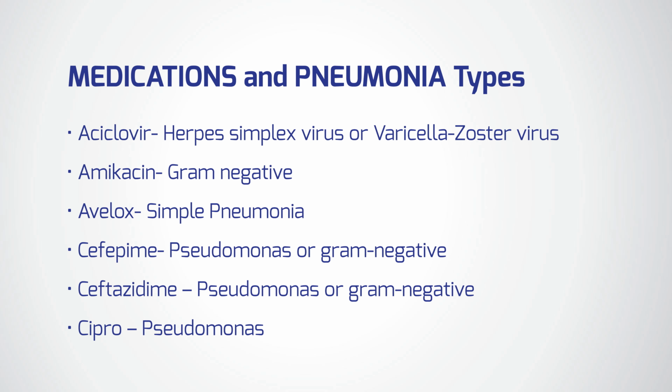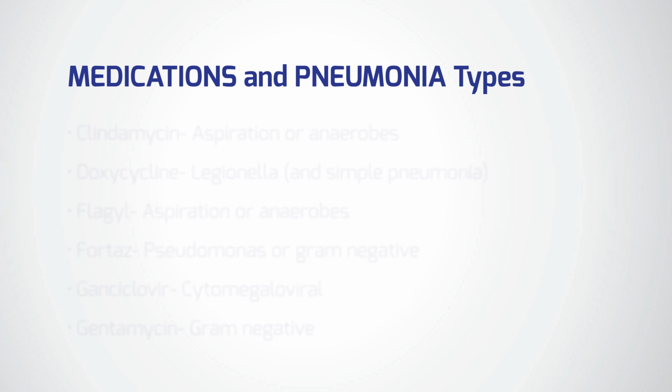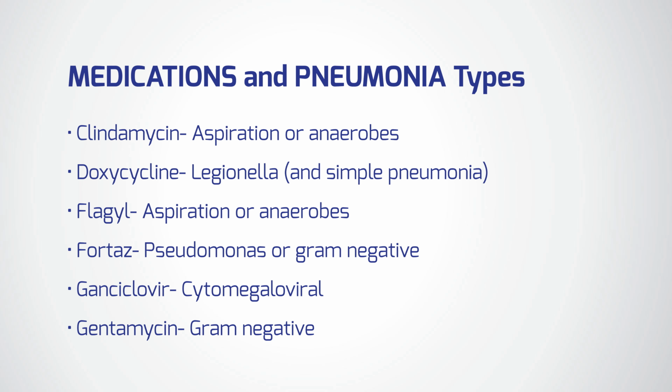Acyclovir usually covers herpes simplex virus or varicella zoster virus pneumonia. Amikacin is for gram-negative pneumonia. Avalox is for simple pneumonia. Cefepime is commonly given for Pseudomonas or gram-negative pneumonia. Ceftazidime is usually given for Pseudomonas or gram-negative pneumonia. Cipro is usually given for Pseudomonas pneumonia. Clindamycin is given for aspiration or anaerobes pneumonia.